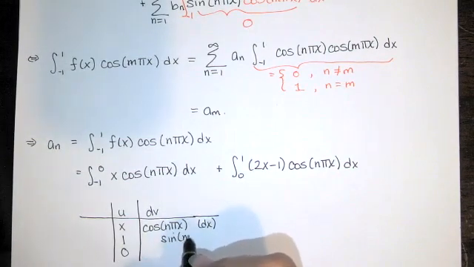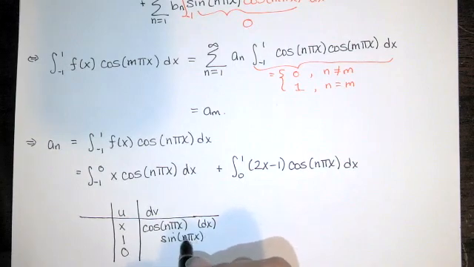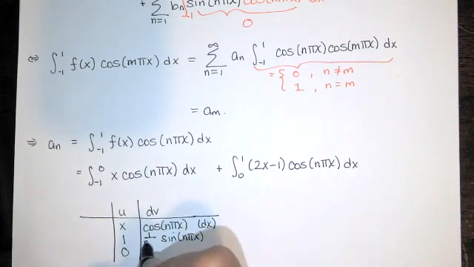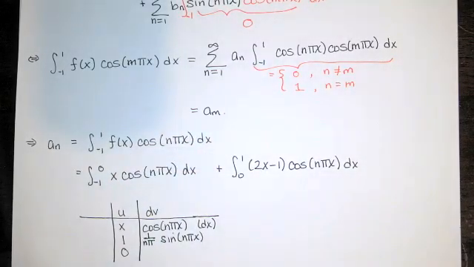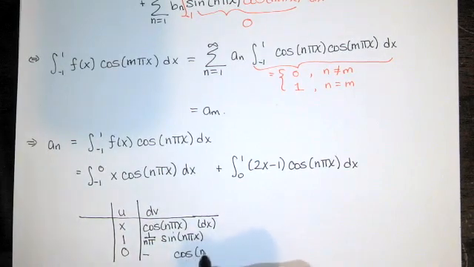Antiderivative of cosine is sine. Since I've got a k times x, we've got to divide by that k. If we were differentiating, we'd multiply by n pi. Since we're anti-differentiating, we divide by n pi. And then the antiderivative of sine is negative cosine. And we'll divide by n pi again. So I have 1 over n squared pi squared there.